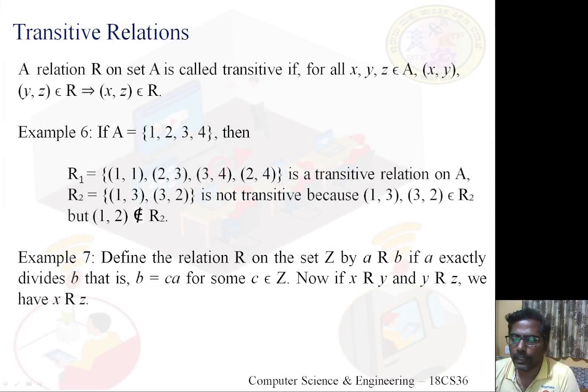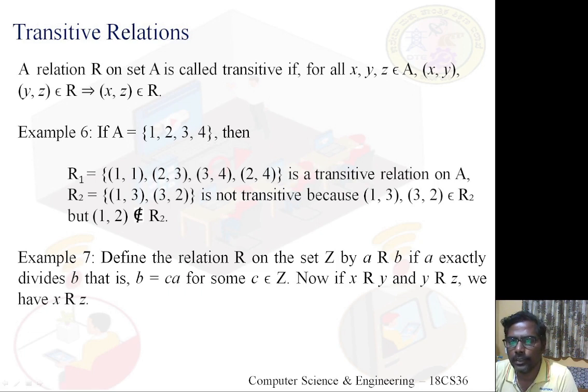Let us have a look at transitive relation. A relation R on set A is called transitive if for all x comma y comma z that belongs to A, and if pairs x comma y and y comma z belong to R, then a pair x comma z should also belong to R. I repeat, in a relation R, if there are two pairs of the form x comma y and y comma z, there should be a third pair of the form x comma z that belongs to R.